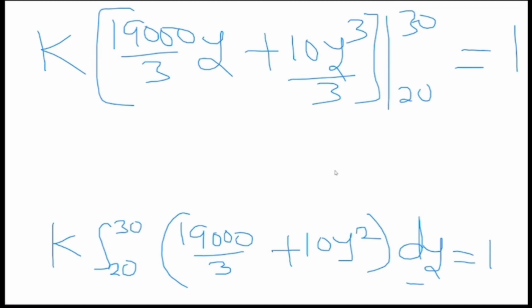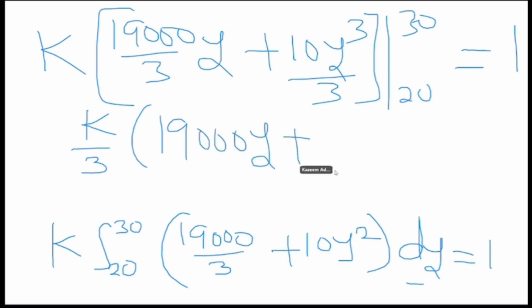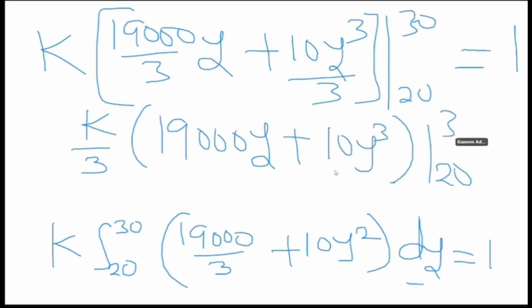Okay, so I can simplify it to say k over 3 into 19,000 y plus 10 y raised to power 3, from 20 to 30, equal to 1. That's what I'm going to have, right? Take a look at that. So I got k over 3 into that now.